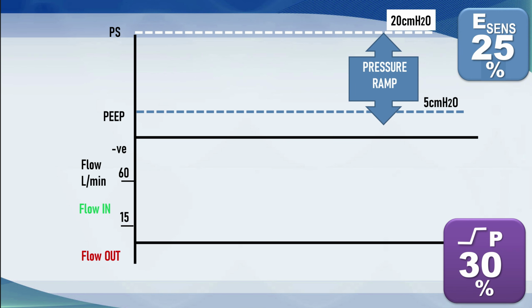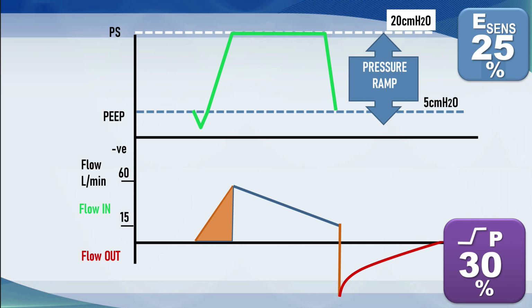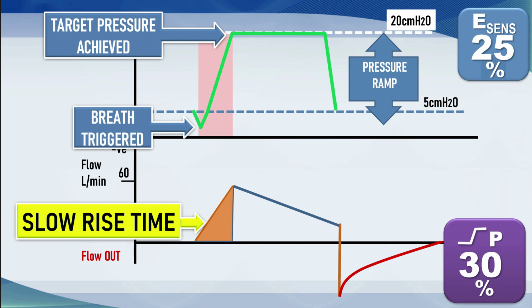Let's look at a few examples of rise times. If you look at the bottom right hand side of the screen, you'll observe that the rise time has been set for a modest 30%. That means the breath will slowly rise to the target pressure. You will notice that the pressure ramp here is 15 centimeters of water plus the negative pressure generated on inspiration. Remember, in pressure support, the pressure ramp is always greater than the delta pressure, that is the pressure support minus the PEEP. Also keep in mind the expiratory sensitivity.